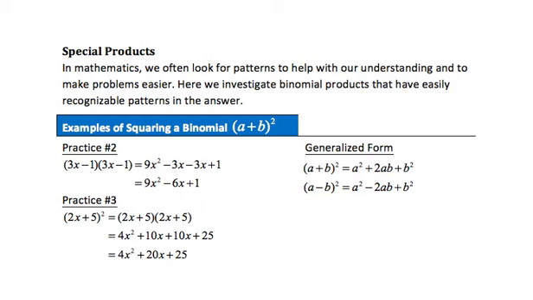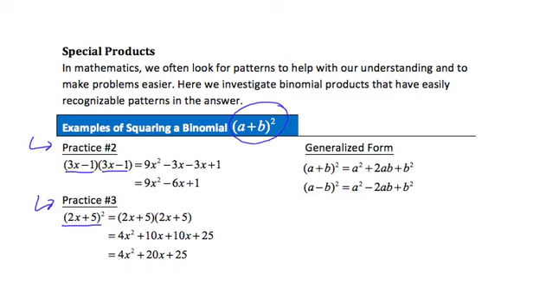Notice in both of those practice questions we had the same binomial times itself. The first one, practice 2, I gave you 3x minus 1 times 3x minus 1. I wrote the multiplication out long form. And in the next one, I gave it to you as 2x plus 5 squared, or 2x plus 5 times itself. So in each of those cases, I'm taking a binomial times itself, or if we look at the general form here, a plus b squared.